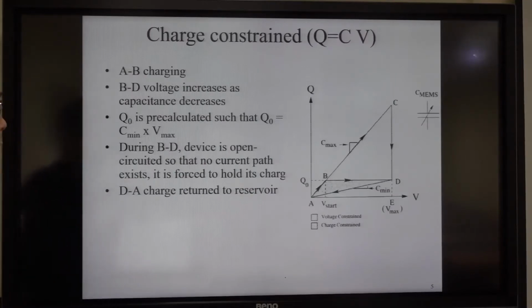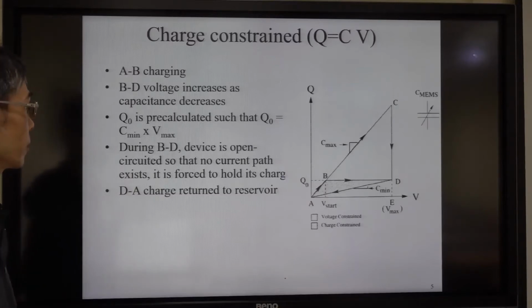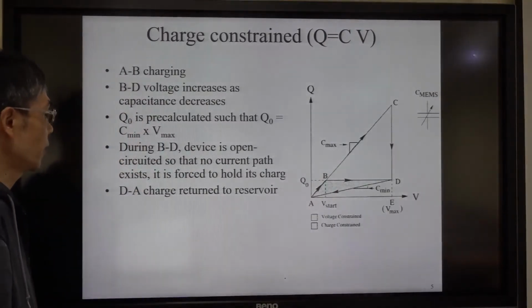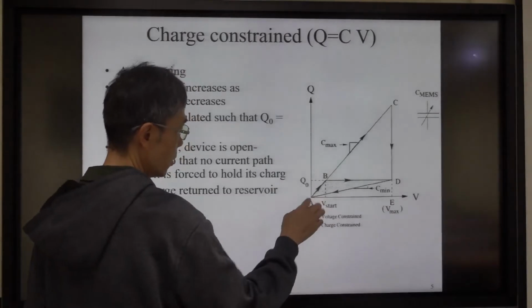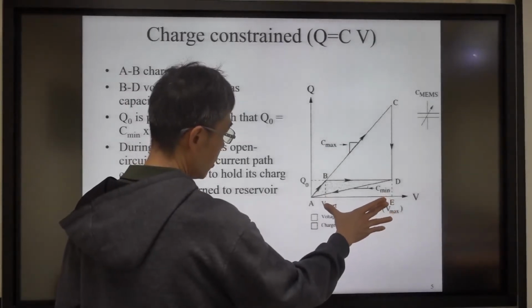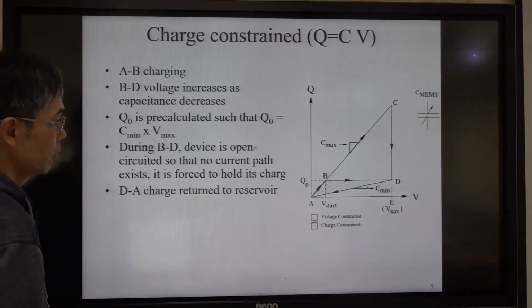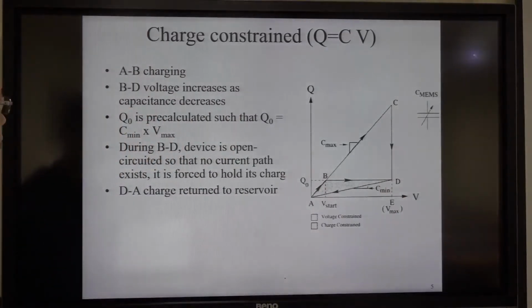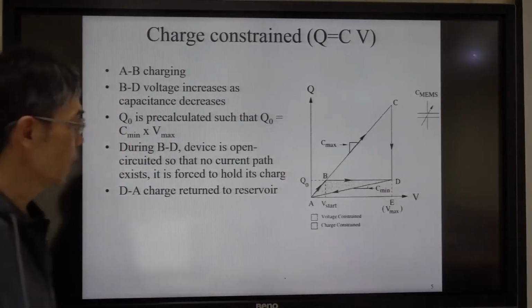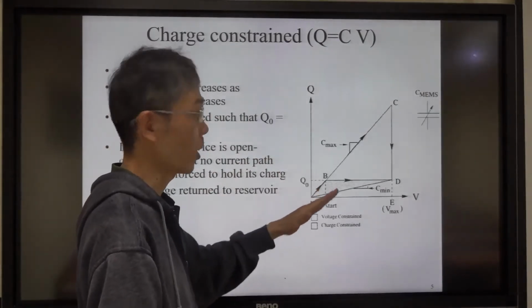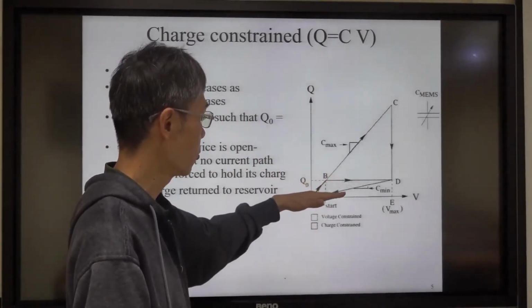So this is the description for the charge constraint case. Okay, the charge Q0. This is Q0, the constant charge. It can be calculated by C minimum times the value V max. So V max times C minimum is the height here, which is the value of Q0. So in this case, for this reactor, we have the capacitance change from C maximum to C minimum.